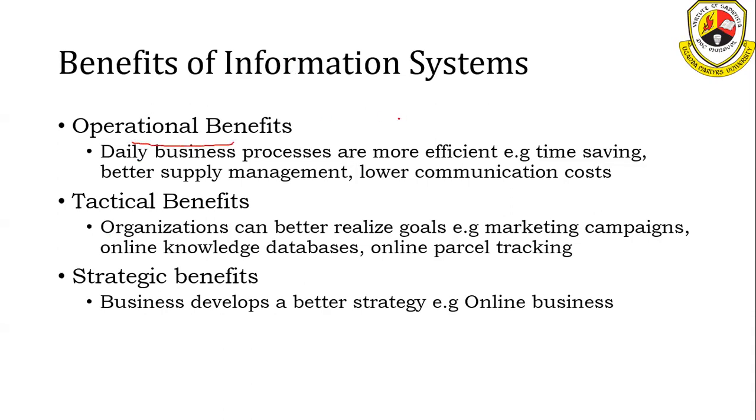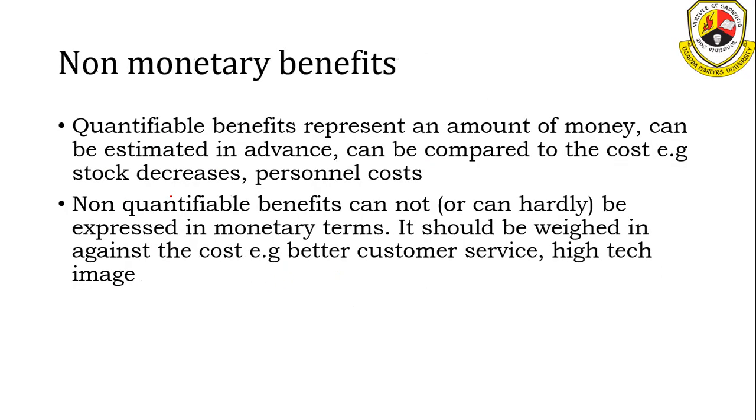We have operational benefits, okay? So in this time, you find that because somebody is using an automated system, it can quicken, it can save time, it can also lower communication costs, okay? Then we have tactical systems. These help us deliver or realize goals, for example, marketing campaigns and so on and so forth. So those are tactical systems. Now we are seeing things like, for example, artificial intelligence, which is coming in to support marketing managers. So that is a typical tactical, and we could also say strategic benefit. Okay, so these are the basic benefits.